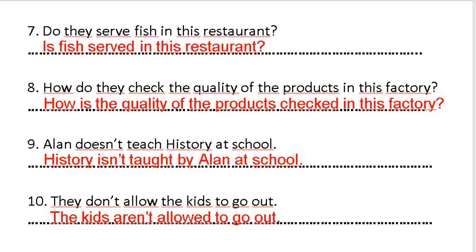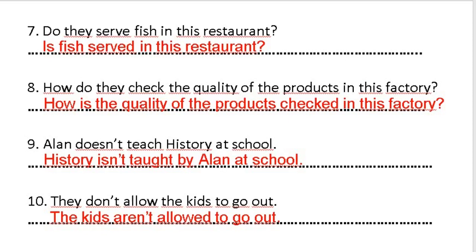Eight, how do they check the quality of the products in this factory? How is the quality of the products checked in this factory? Nine, Ellen doesn't teach history at school. Who doesn't teach history? Ellen. Ellen is the subject of our sentence. What doesn't she teach? She doesn't teach history. So history is the object. We put it in the beginning. History isn't taught by Ellen at school.